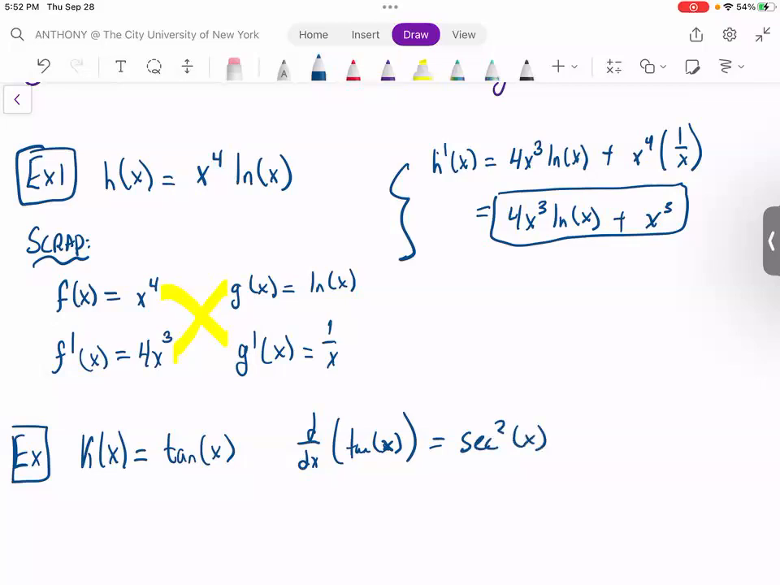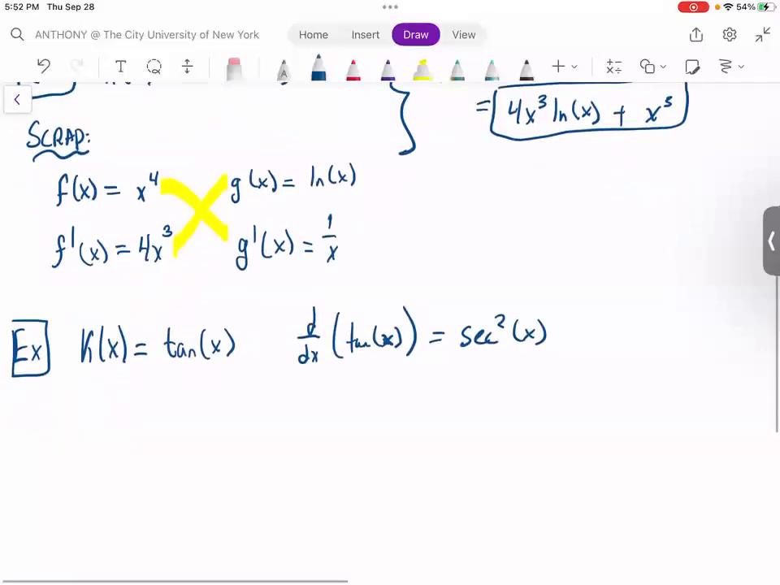But I did say earlier that I want to prove this using the quotient rule. The only way that you can prove this using the quotient rule is by rewriting tan of x using the quotient identity from trigonometry. So does anybody remember what tan of x looks like as a quotient? I'll give you a hint. It's something over something. Sine over cosine. Very good. I think you were probably thinking about reciprocal. That's okay. No worries.